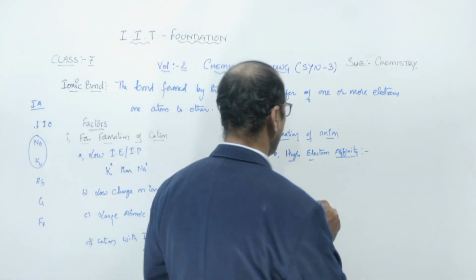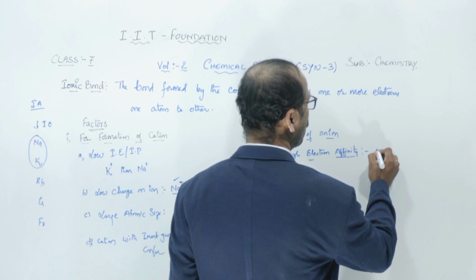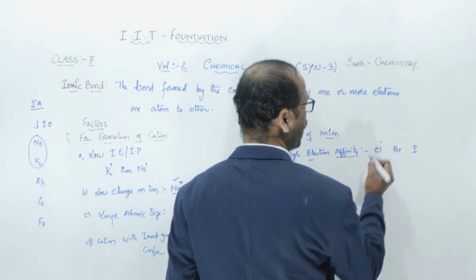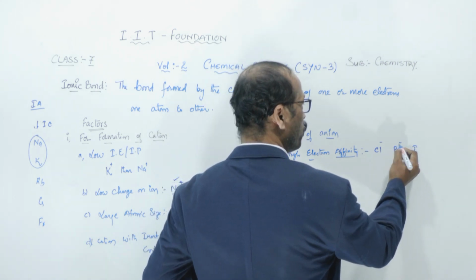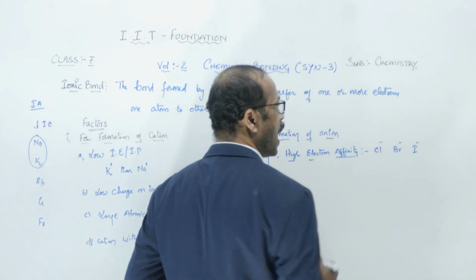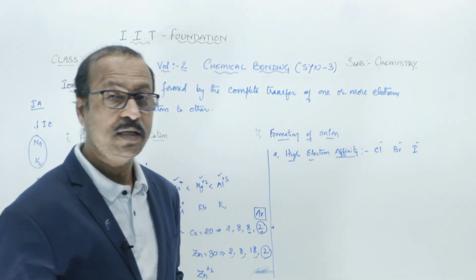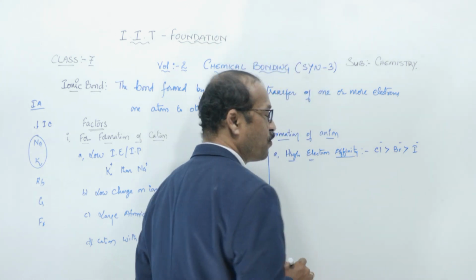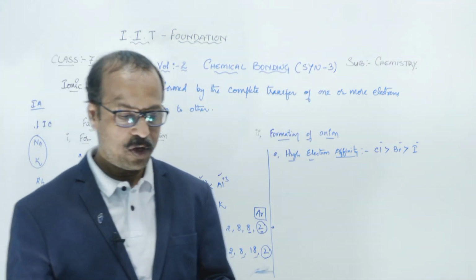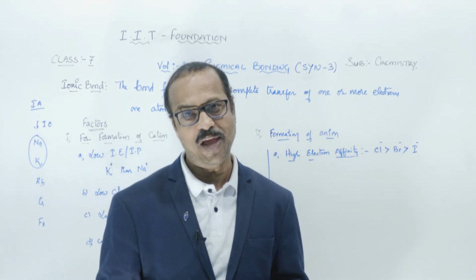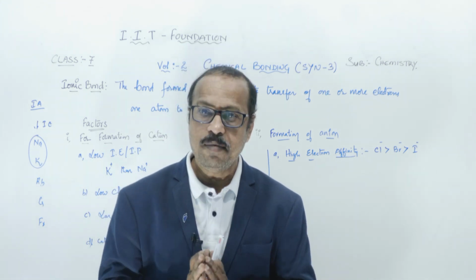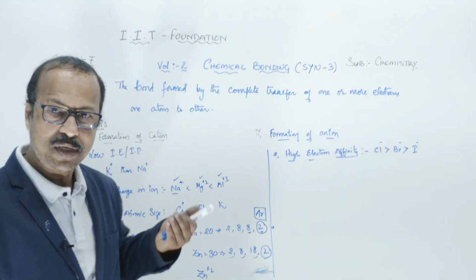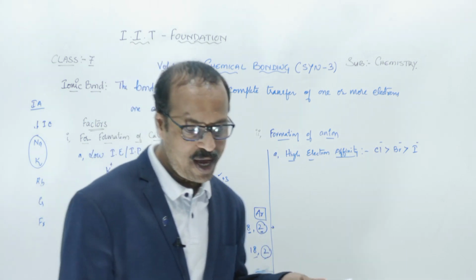For example, if you take chlorine, bromine and iodine. Chlorine can gain 1 electron to attain stability, bromine also can gain 1 electron, iodine also gains 1 electron. But which can form anion easily? Chlorine can, because it has a high electron affinity value. Clear? So the element with the higher electron affinity can gain the electron easily and become the anion.